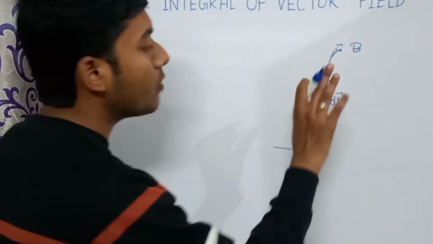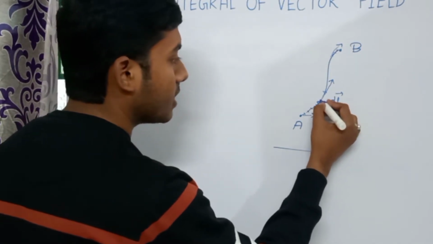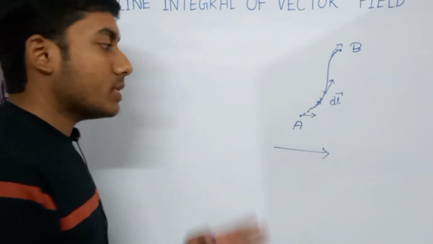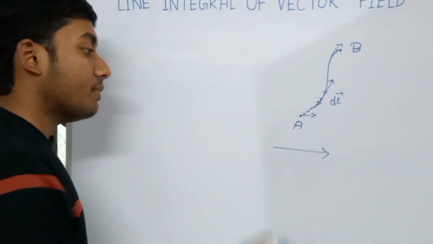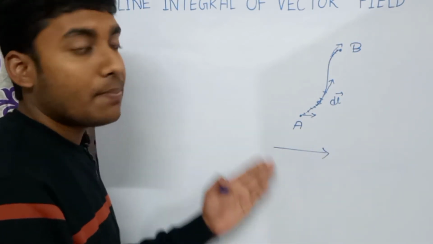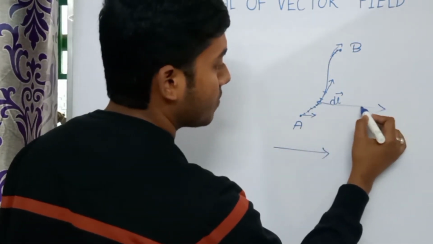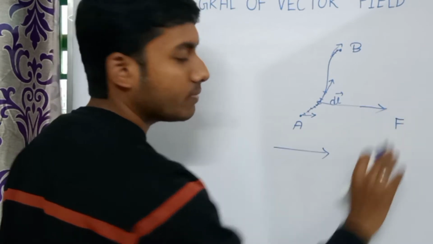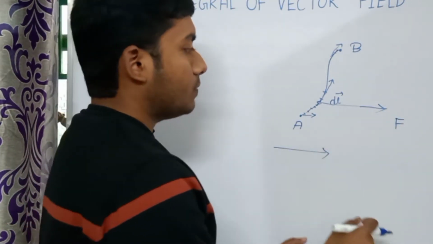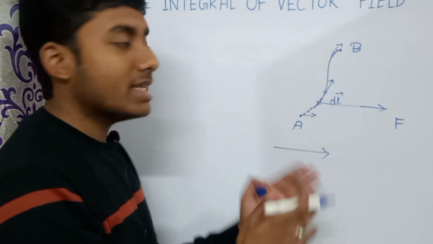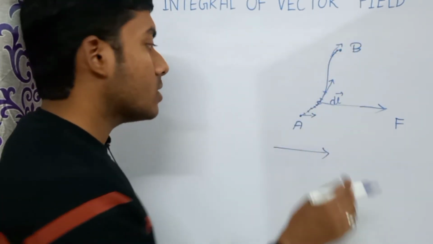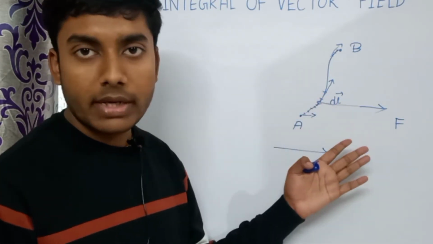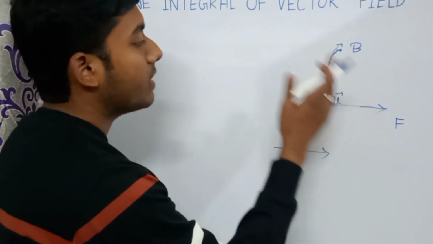Suppose we are considering only one very small vector element. In this vector element, at this point the vector field which we have considered before has a direction in this way, and suppose the vector is F. Now as this path AB is cut into very small pieces and we have defined a vector field here, the vector field may vary from point to point.